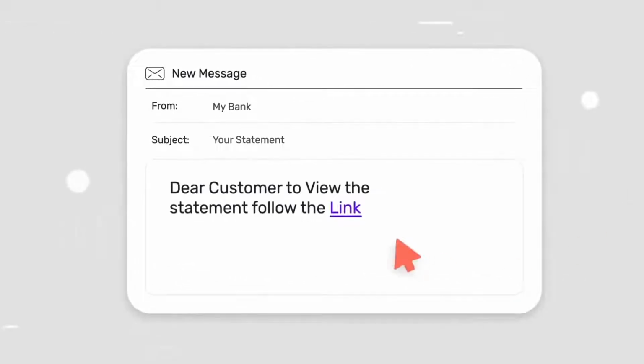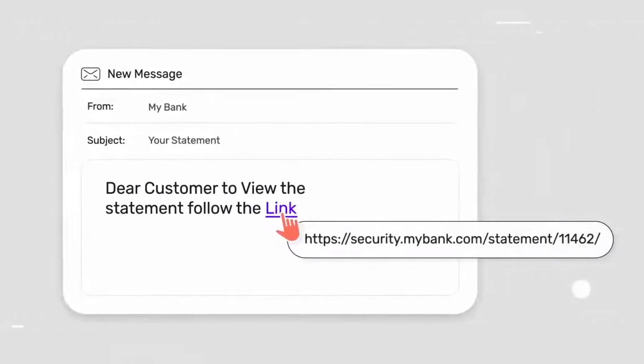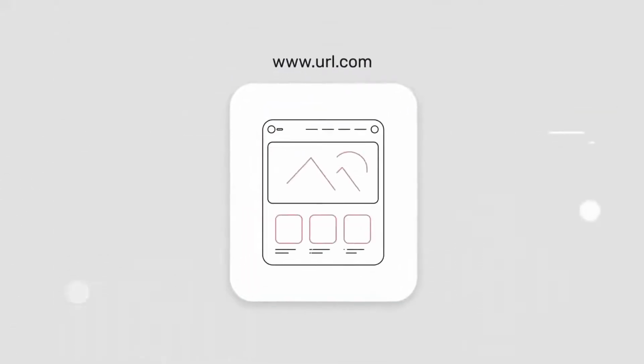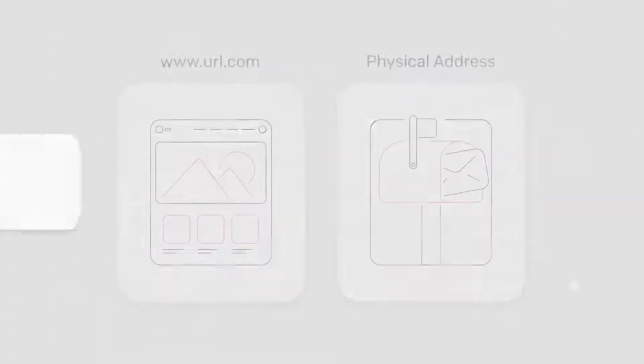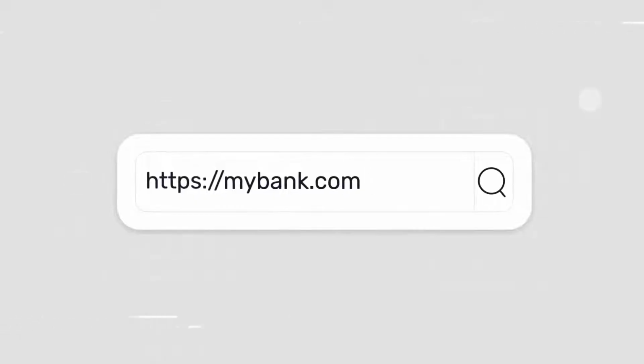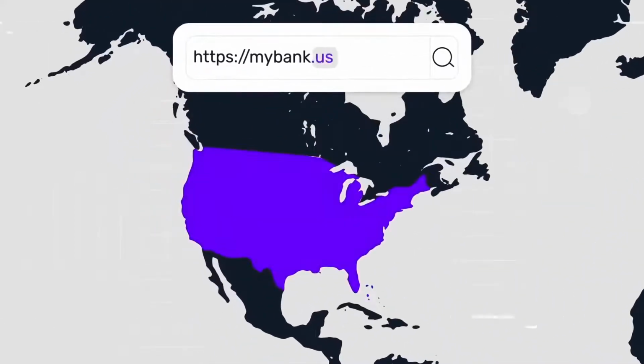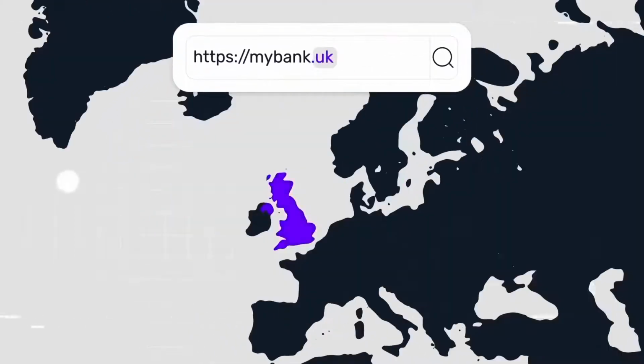If you hover the cursor over the URL, it will display the website address that the link will take you to. URLs work in the same way as a physical address. Let's break that down for you. In the example, mybank.com, the .com part is the top-level domain, like the country in a physical address.